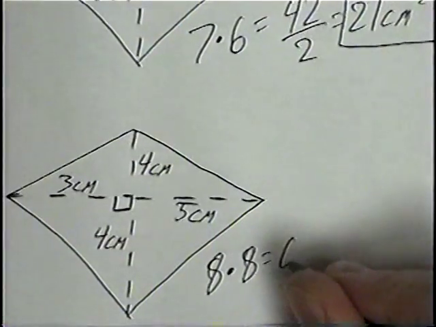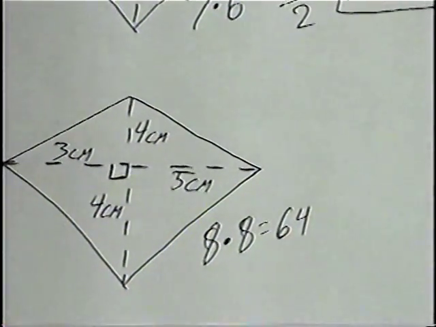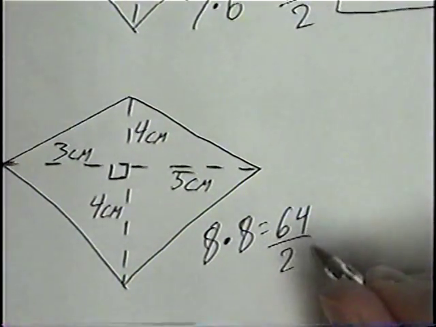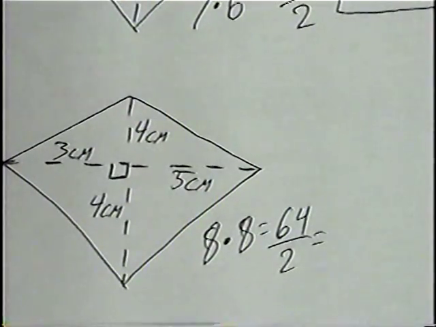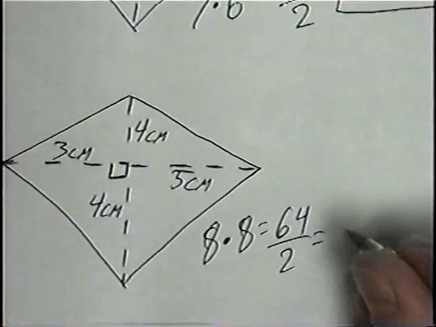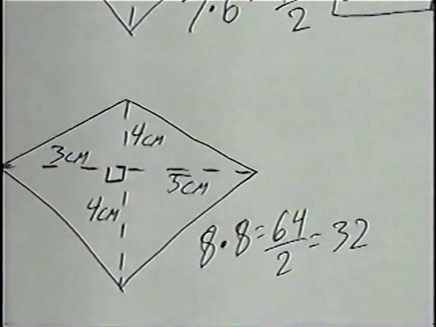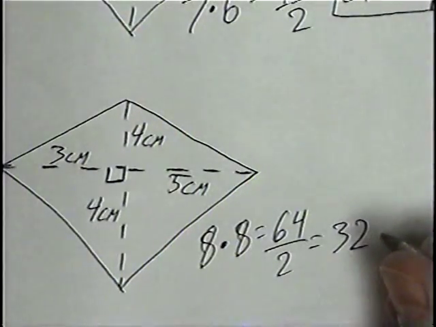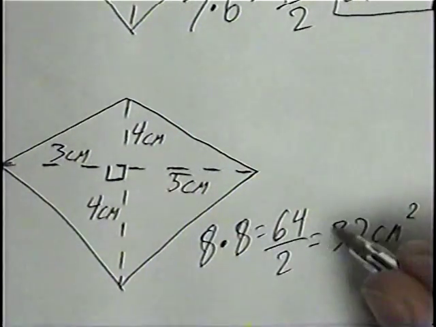8 times 8 would be 64, and last part dividing by 2. 64 divided by 2 would be 32. And the units again are centimeters, so we'll have 32 centimeters squared for the area.